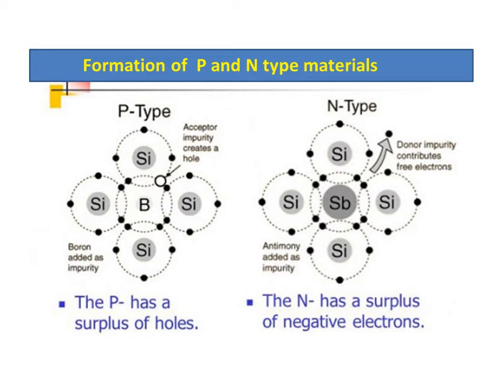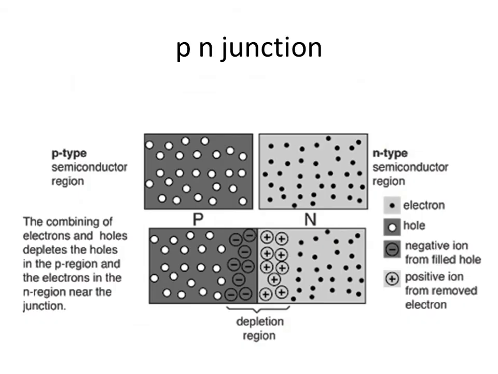Now another thing is that both these materials, p-type and n-type, will also contain minority carriers due to some defects in the system. So the minority carriers in p-type are electrons, and the minority carriers in n-type material are holes.